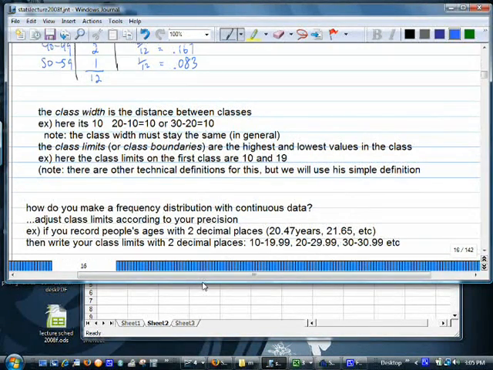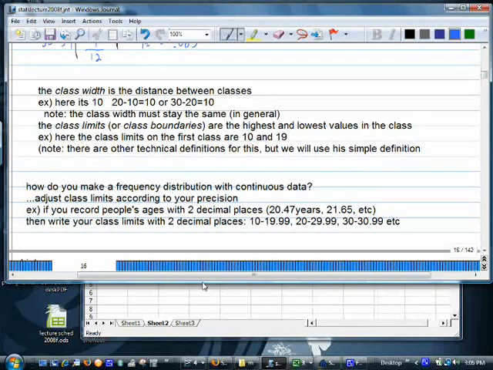Any questions about this so far? Ready for the next thing?